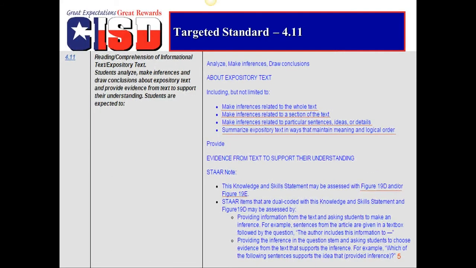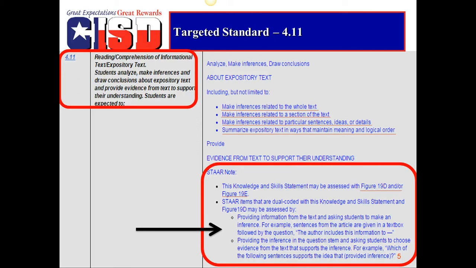The knowledge and skill statement for 4.11 reads, students analyze, make inferences, and draw conclusions about expository text and provide evidence from text to support their understanding. Note the levels of inferences students need to make. The STAAR note included on the IFD provides us with additional information. It says the knowledge and skill statements may be assessed with Figure 19D and E, and it provides some example question stems from STAAR.